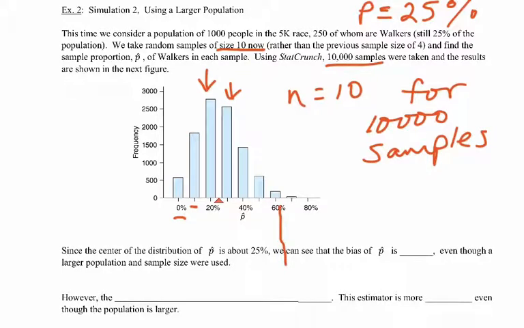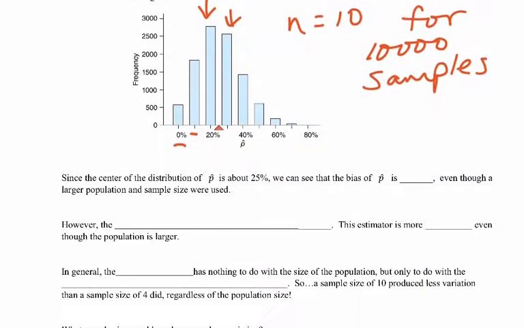The center of the distribution is noted by this little arrow right here. The center of the distribution of p hat is about 25%. So what does that tell us? That the bias of p hat is 0. Remember, we want our bias to be small. We can have it be 0. If the center of our sampling distribution is the same as the population proportion, then that means the bias is 0, even though we have a larger population and a larger sample size used.